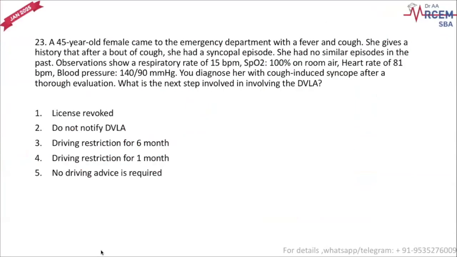A 45 years old female came to the ED with a fever and cough. She gives a history that after a bout of cough, she had a syncope. This is known as cough syncope. She had no similar episodes in the past. Observation shows a respiratory rate of 15. She looks completely fine. You diagnose it as a cough-induced syncope.